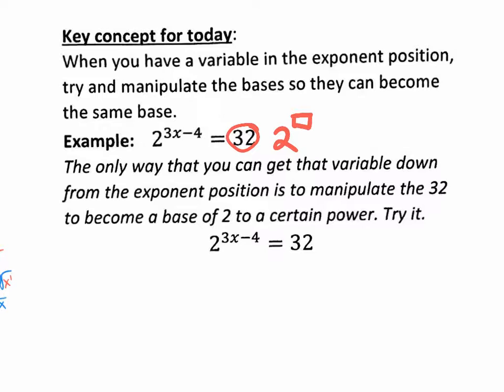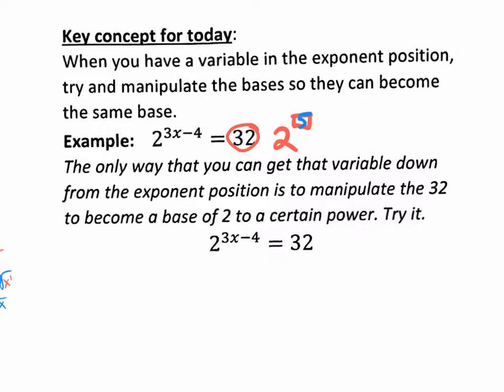And you guys could use your calculator if you want. 2 to what power gives you 32? If you go 2 times 2 is 4, times 2 is 8, times 2 is 16, times 2 is 32. So I could rewrite 32 to be 2 to what power? 5th. Come on, guys. I just did it, right? 2 to the 5th power is 32.